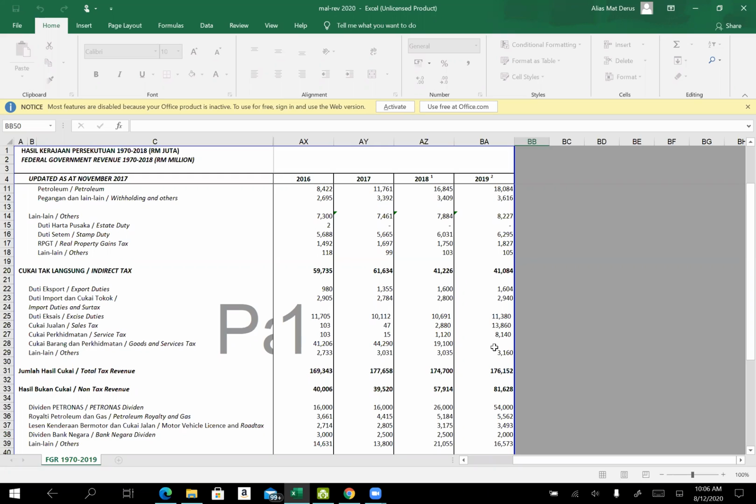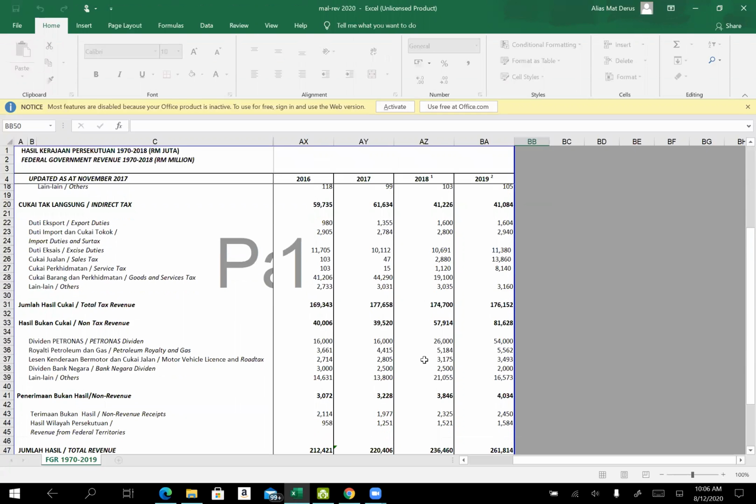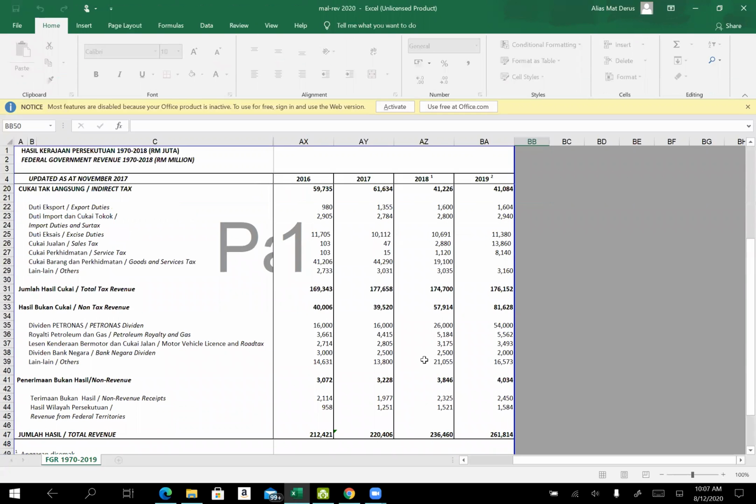Okay. Even here, already in 2019, we already do not have the GST under the new government, the PH government. So you see here the sales tax and the service tax are increasing, and the GST is not there. All right, so those are the components of the taxes. These are the sources of the government revenue.